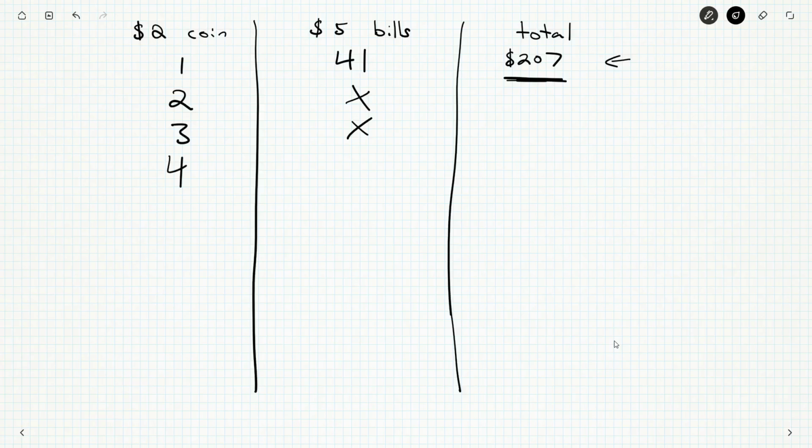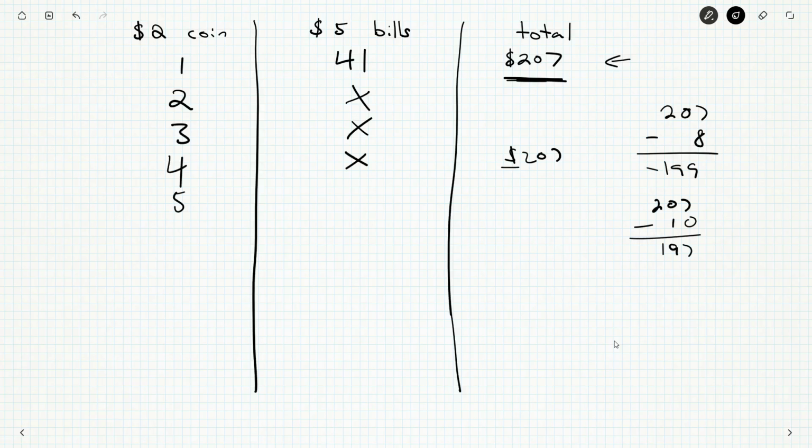What if I had 4 $2 coins? Then it's 207 minus 4 times 2, which is 8. It's 199. Again, you're not going to get $5 bills to make that total. What if I had 5 $2 coins? Now I'm doing 207 minus $10, so we'd have $197 left. We can only make that up with $5 bills, and there's no way. It's just not a multiple of 5. Okay, how about 6 coins? And if this doesn't work, I'm going to give up.